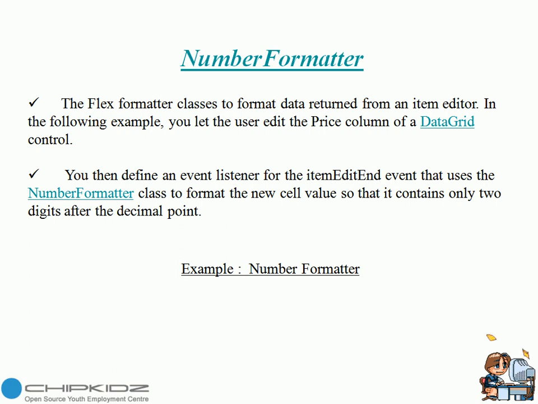In the following example, you let the user edit the price column of a data grid control. You then define an event listener for the item edit end event that uses the number formatter class to format the new cell value so that it contains only 2 digits after the decimal point. So now we can see the examples of the number formatter.